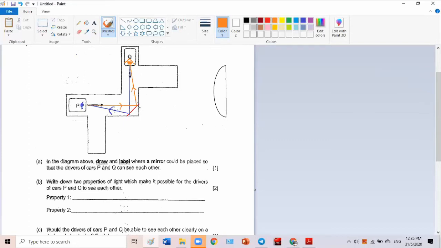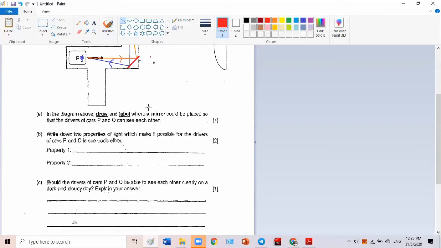They said draw and label. They never ask you to draw the path of the light. So you just draw the red color where you place the mirror, and you will get the mark. Draw where the mirror is. Here is the mirror. So if you draw me a straight mirror, I accept. If you are very smart and observe the car park, you draw me a curvy mirror, even better. It shows that you're an A-star student. Get it or not? So you draw the red line here, okay?